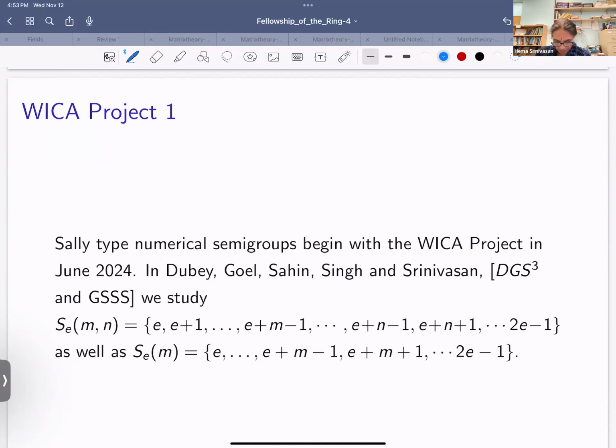So what did we do? To continue, they wanted to generalize the Sally semigroup, which I mentioned was removing 2 and 3. So we removed two things, M and N, from this whole thing, E to E minus 1. I call it S_E(M,N). Afterwards, we thought, well, why pick only 2 just because it was left out in the case of the Sally semigroup? After we finished that, we thought we might as well take care of the case where you just get rid of one element instead of nothing.